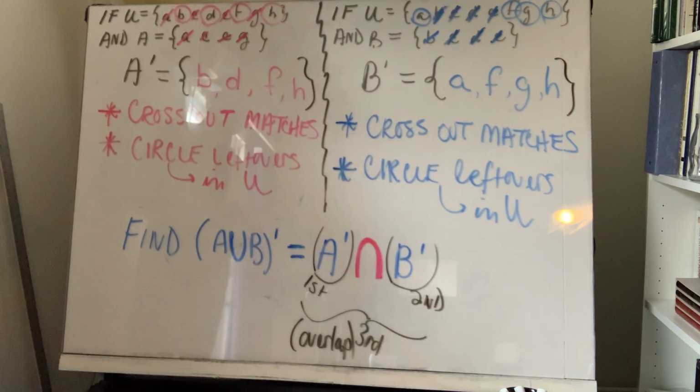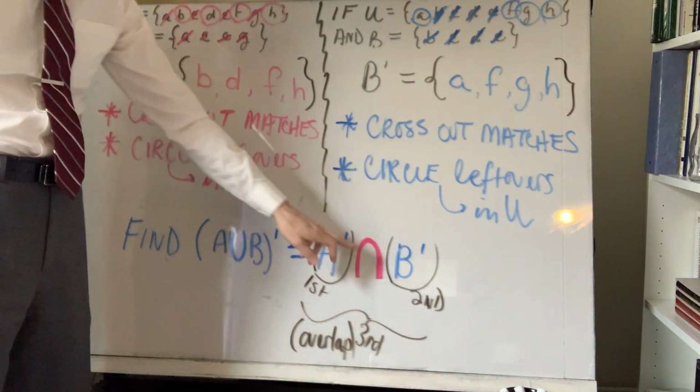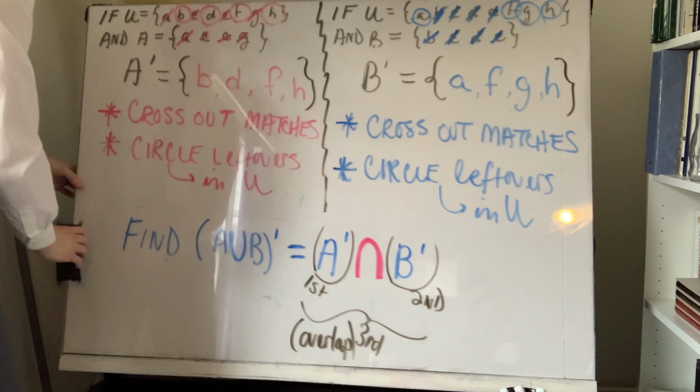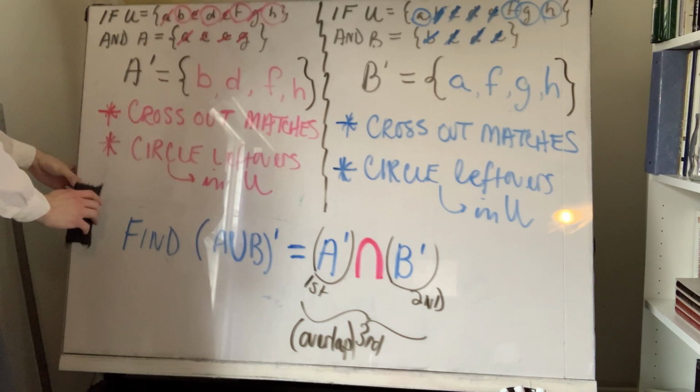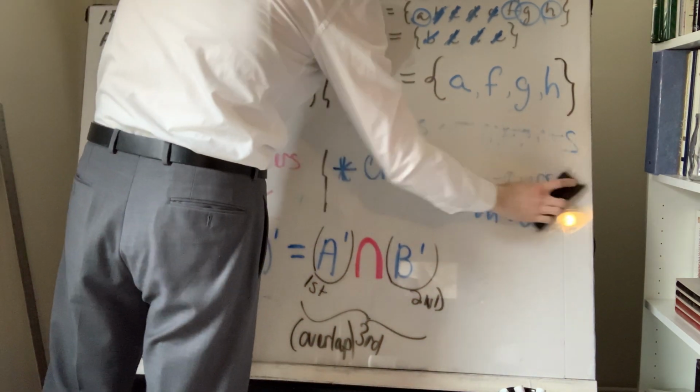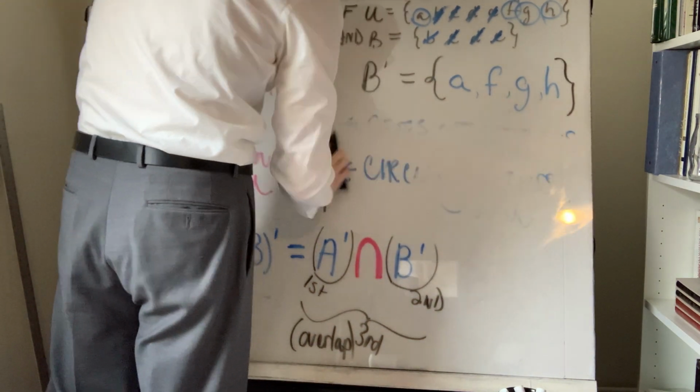Okay. So now if we're looking for the intersection, the intersection is going to be, right, those things that just overlap.